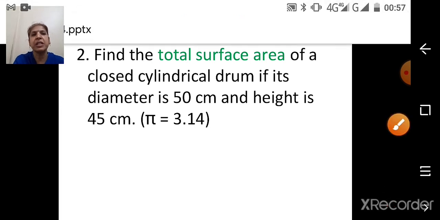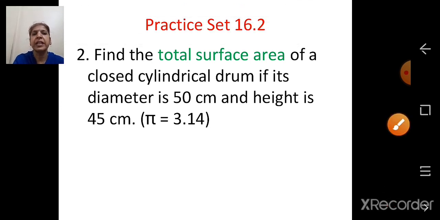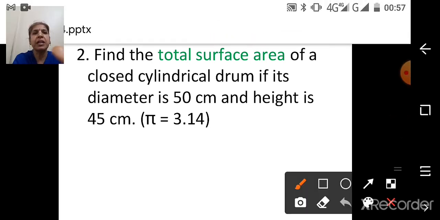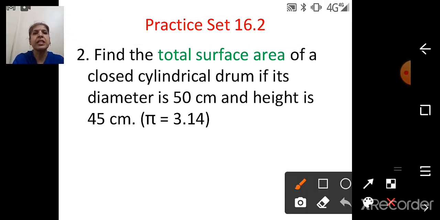So here it is mentioned. And which are the things given? Diameter is given, which is 50 cm, and height is 45 cm. If you see the units, both are in the same units, that is centimeters. And what do we have to find? We have to find the total surface area.